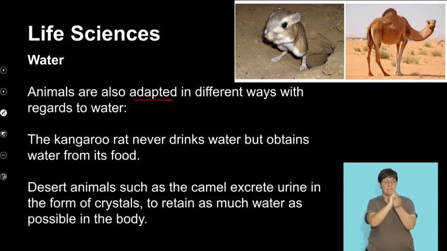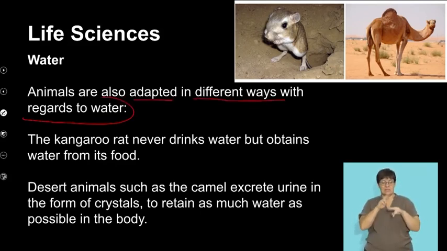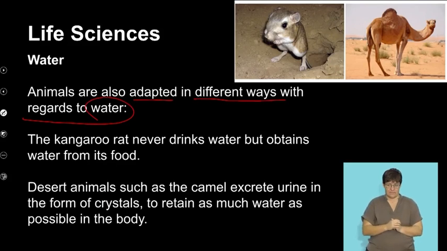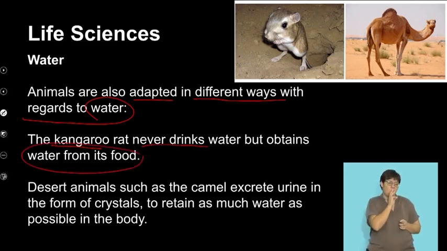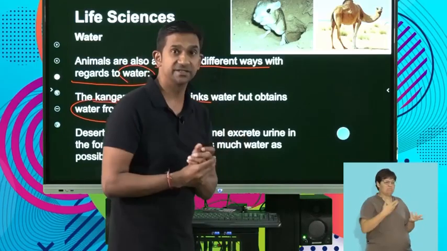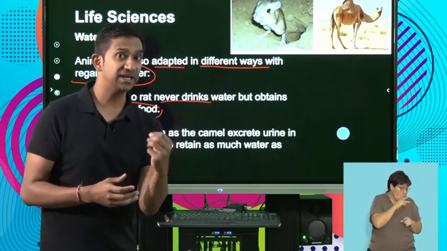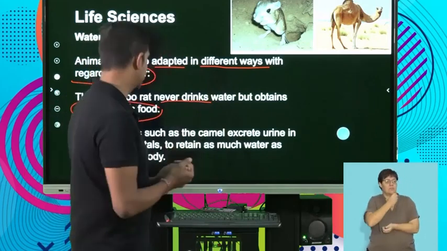Animals are also adapted in many different ways with regards to the availability of water. Here we have an image of a kangaroo rat, which basically never drinks water, but it gets most of its water from the food. That's an adaptation where it lives in dry, arid conditions and relies on the food that it gets to acquire water.